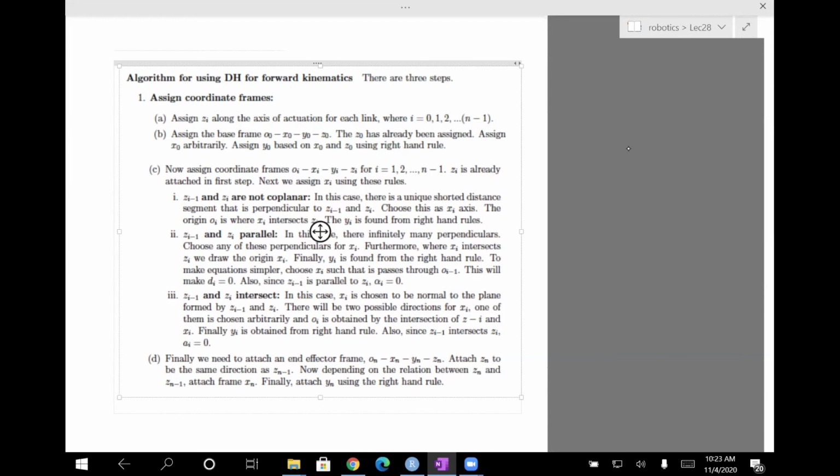So as I said, essentially three steps. One is assign coordinate frames. Okay, there are four possibilities here, and we'll go through these possibilities in detail when we solve problems. I don't want to talk about these because they won't make any sense to you at this moment. Okay, so that's the first step. This I would say is the hardest one.